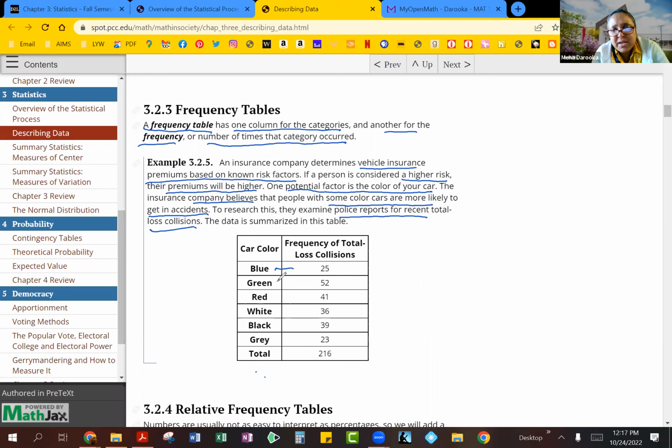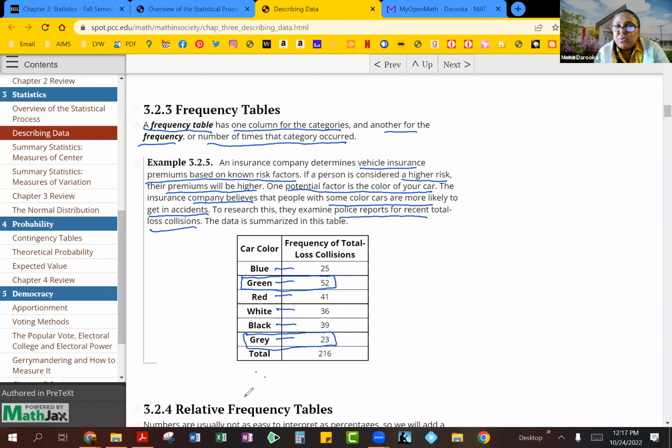So you can see you've got 25, 52 for the green, 41 for the red, 36 white, 39 black, and then 23 gray. So it's kind of interesting that your total loss collisions had the highest frequency for green at 52, and looks like gray was the one with the lowest frequency where they had lesser total loss collisions.